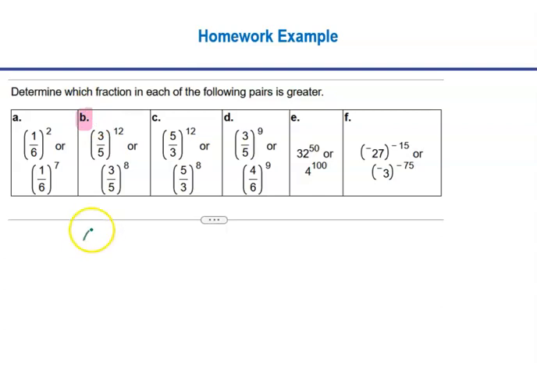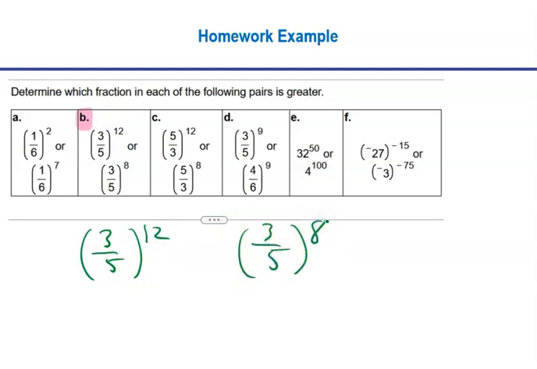So I'm comparing 3/5 to the 12th versus 3/5 to the 8th power. Once again, you would think that something to the 12th would be a larger number than something to the 8th, but not when the inside is between 0 and 1. If you multiply 3/5 times 3/5 times 3/5, that fraction just gets smaller and smaller and smaller. So it turns out 3/5 to the 12th is smaller than 3/5 to the 8th power. Again, because that base is between 0 and 1.